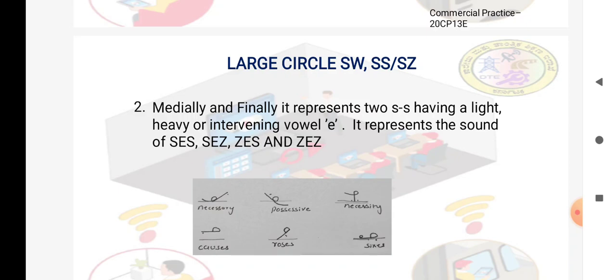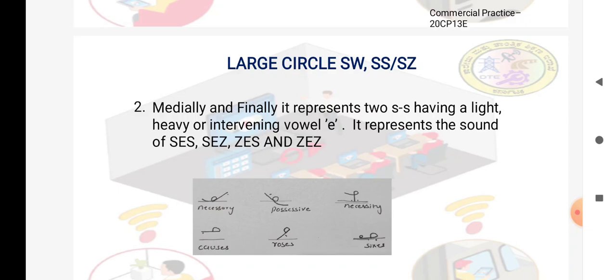Next word, causes. You have zes there. Causes. This is a final ses. Next example, roses. You see there is a final zes. Next example, sixes. So sixes represents two ses at the end. The first three examples show the medial large circle, and the last three examples show the final ses circle. That is the final large circle.